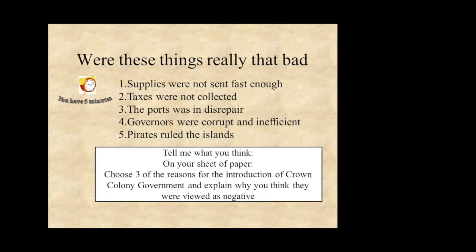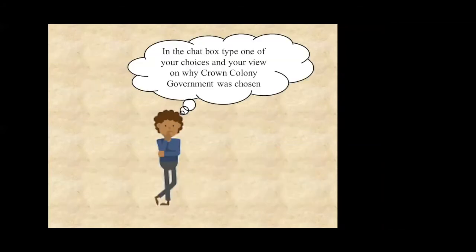All right, time is up. Now, here's where you get interactive. You interact with me. In the chat box, I need you to type one of your choices and your view on why Crown Colony government was chosen. I'll give you 2 minutes. All right, I'm seeing your responses. They're all looking really great. You guys are so smart.